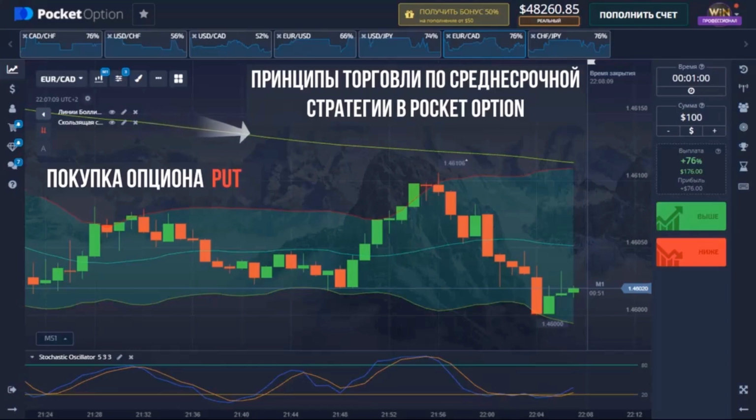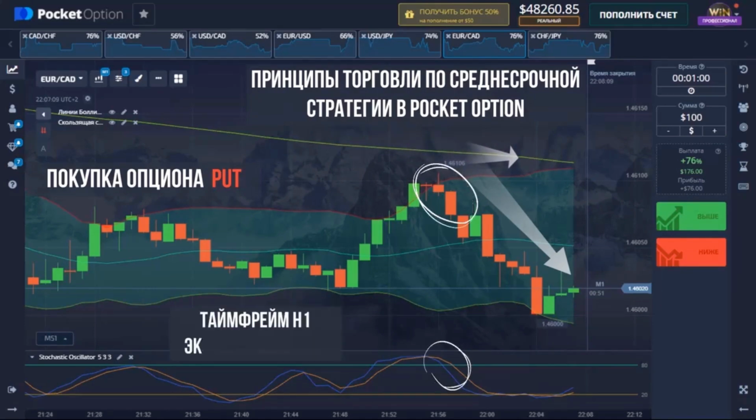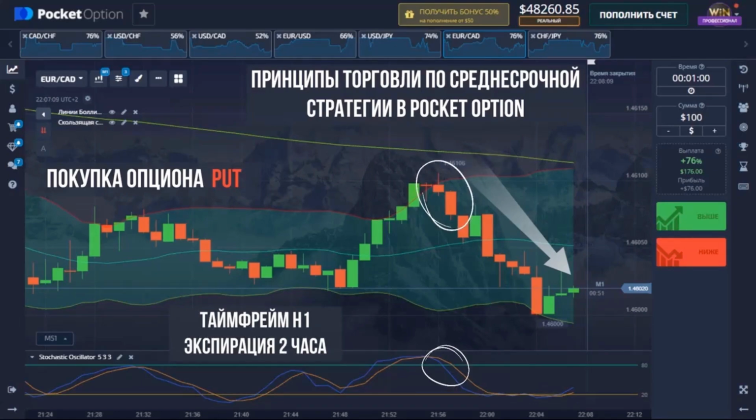When the SMA indicator's broken line shows a downtrend and runs above the price chart, the stochastic line has left the overbought zone and is below the 80 level, and the price has bounced off the upper boundary of the Bollinger Bands channel. It is recommended to trade this medium-term strategy on the H1 timeframe, with a minimum expiration time of 2 hours for each contract.